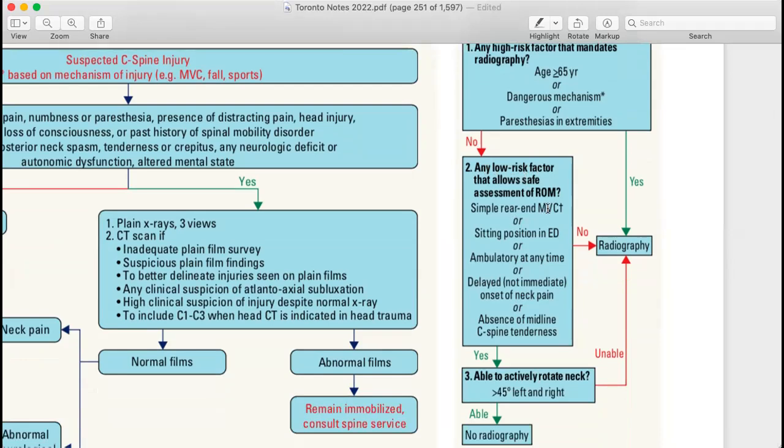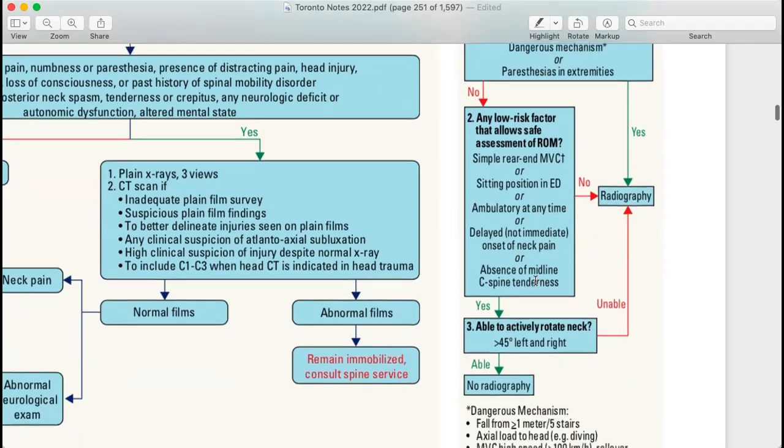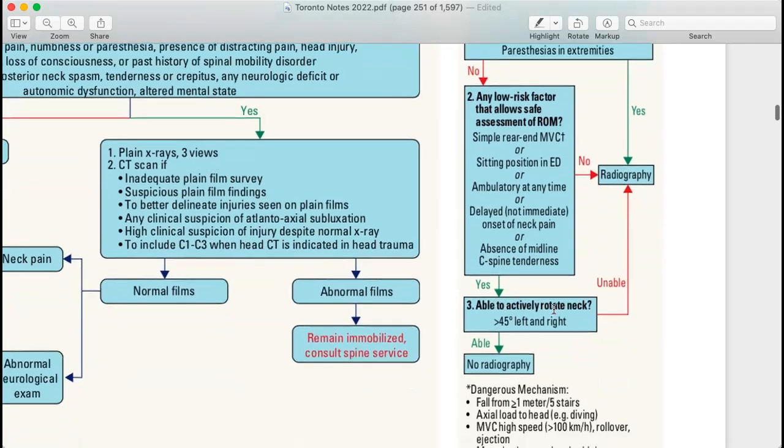What are those? Simple rear-end motor vehicle collision, sitting position in the emergency department, like he is not falling down or drowsy, ambulatory at any time, like he doesn't need help to sit down, and delayed, not immediate, onset of neck pain. Then midline C-spine tenderness: if there is none, then you are going to check whether he is able to actively rotate.